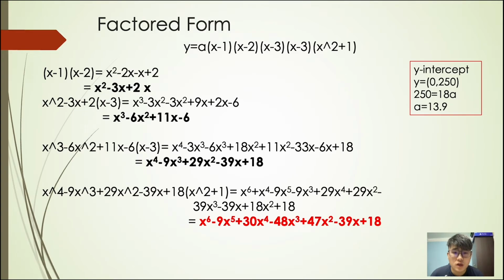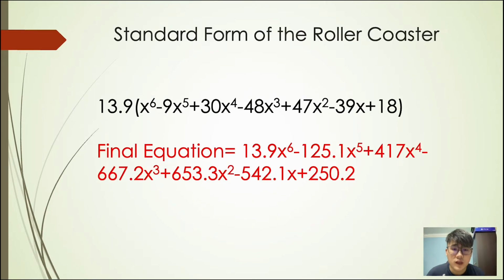Then, Mr. Chong expands the factor form into the polynomial function. The final answer found is shown in highlighted red color. Thus, the y-intercept, which is located at (0, 250), is used to find the value of A, and the value of A is 13.9. After that, Mr. Chong finds the standard form of the roller coaster by multiplying the value A into the polynomial function. The final equation is shown in red highlighted color.